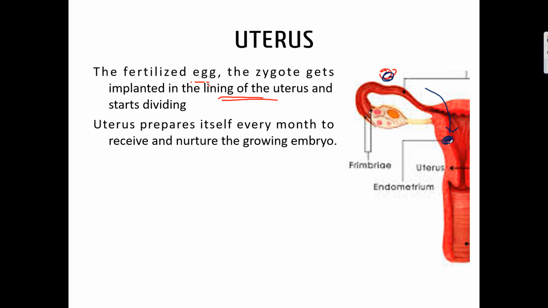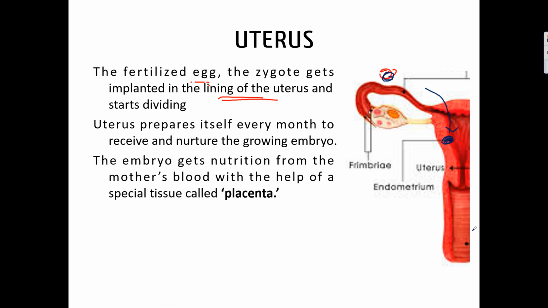So the uterus prepares every month. If the fertilized egg is there, it will enter the endometrium. If the egg is not fertilized, that egg will be released out of the body. As I said earlier, every month an egg will be produced as well as the endometrium will also be developed. If the fertilization happens, the egg will enter the endometrium. If the fertilization does not happen, the egg as well as the endometrium will be released out of the body.